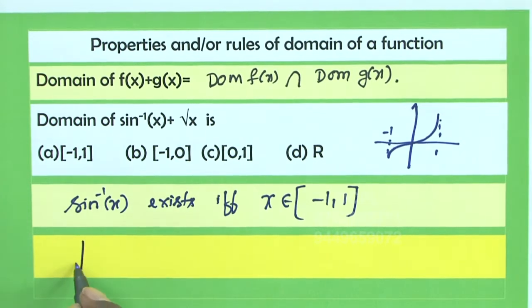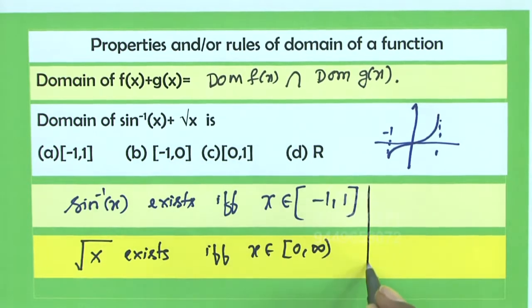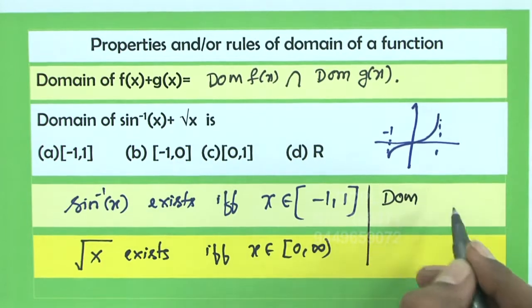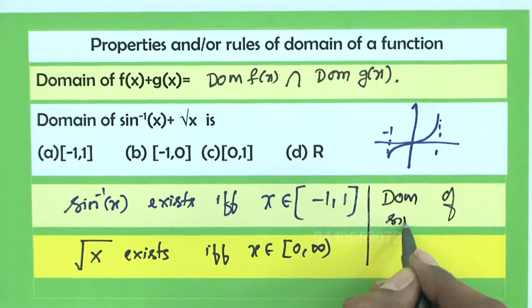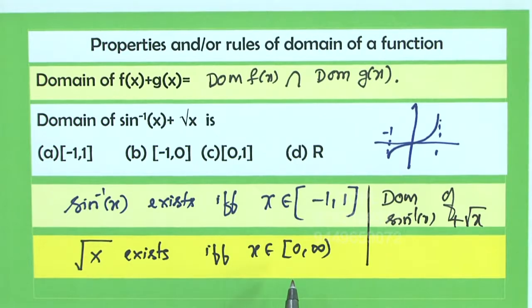Whereas root x exists if and only if x belongs to 0 to infinity. Now, the actual domain of sine inverse of x plus root x is the intersection of these two. You can see, dear students, this is starting from minus 1 up to plus 1, whereas this is starting from 0 up to infinity.